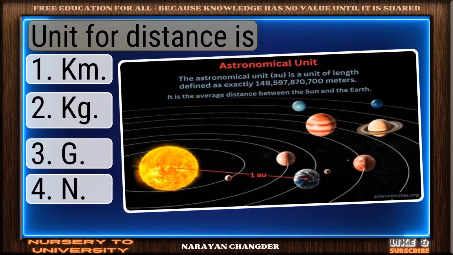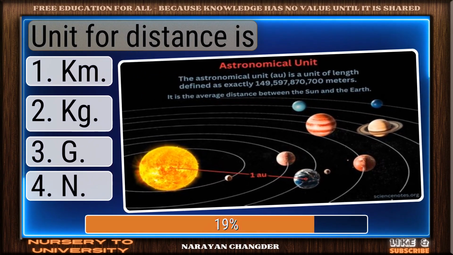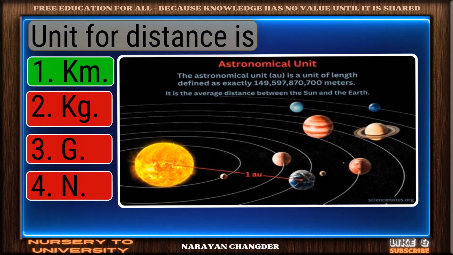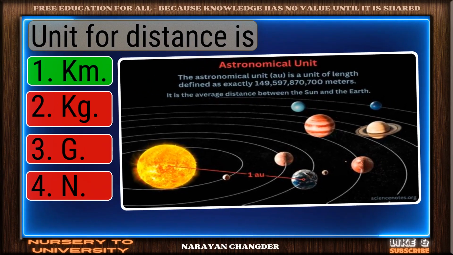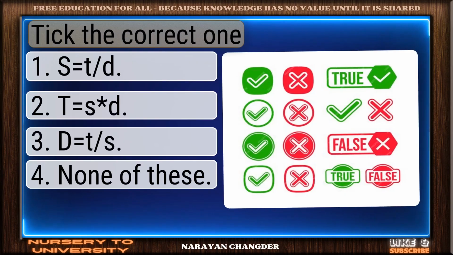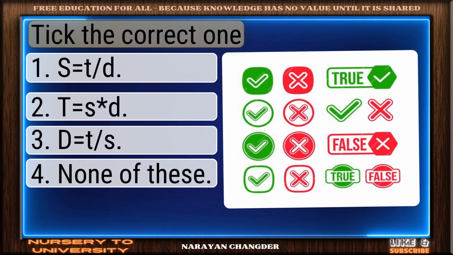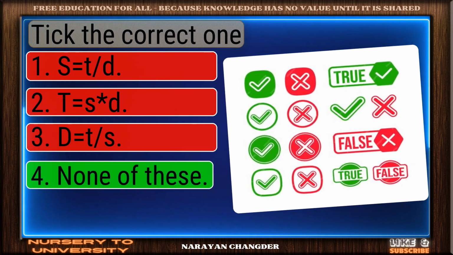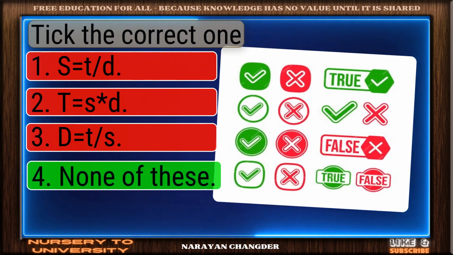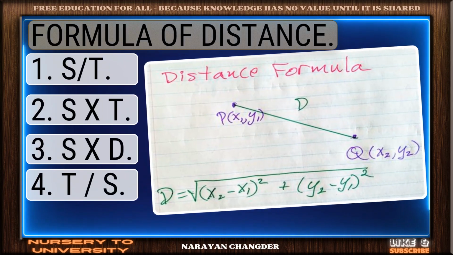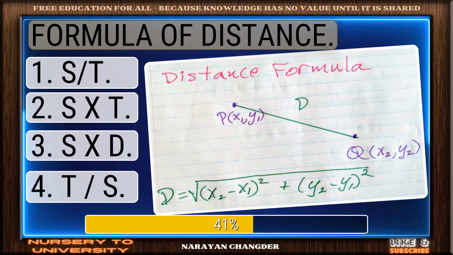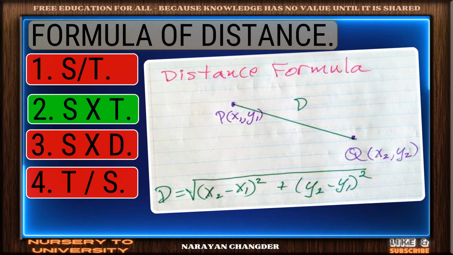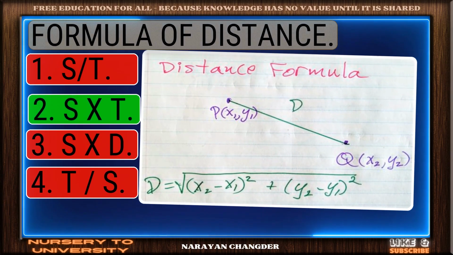Question number 270. Unit for distances. Nicely done. km is a solid answer. Question number 271. Tick the correct one. Strong choice. None of these is the right answer. Question number 272. Formula of distance. You chose speed times time, and it is correct.